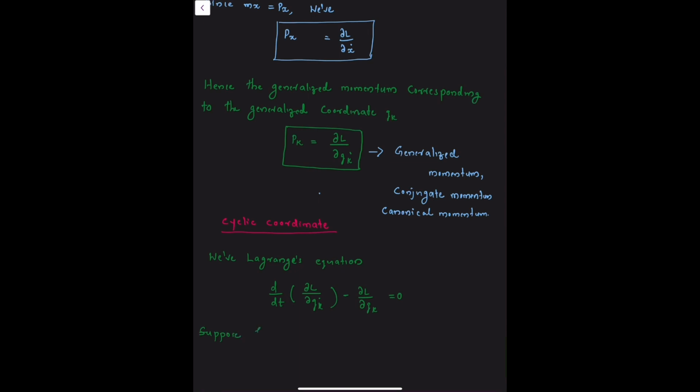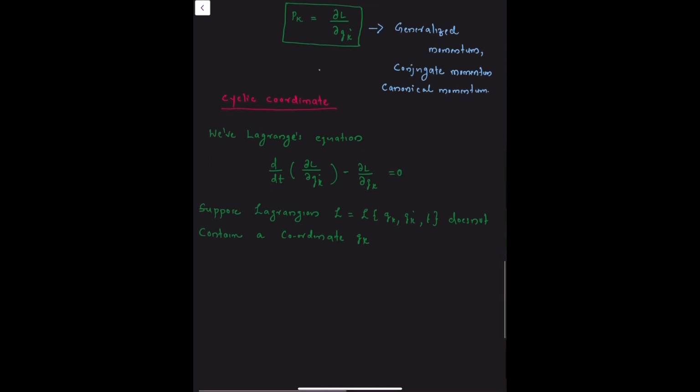Now you assume that, suppose, the Lagrangian L, which is a function of q, qk dot and t, does not contain a coordinate qk. Then we can say dou L by dou qk is equal to 0. If a coordinate is absent in the Lagrangian and if you take the derivative of the Lagrangian with respect to that coordinate, then that is equal to 0.